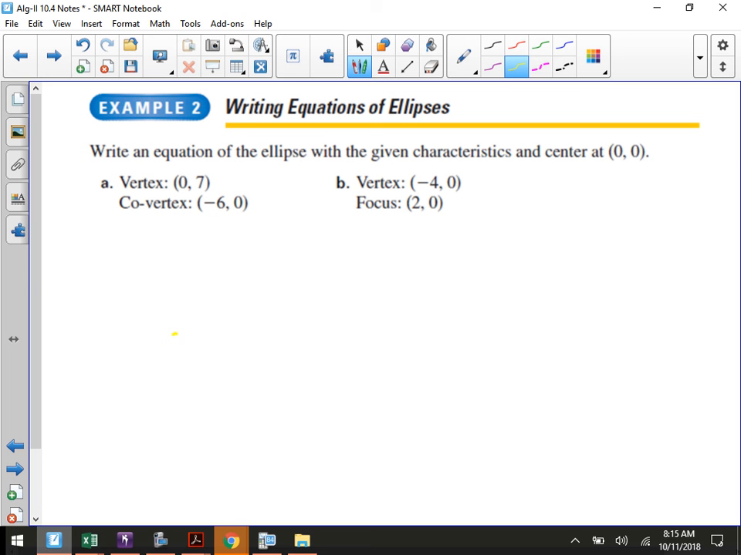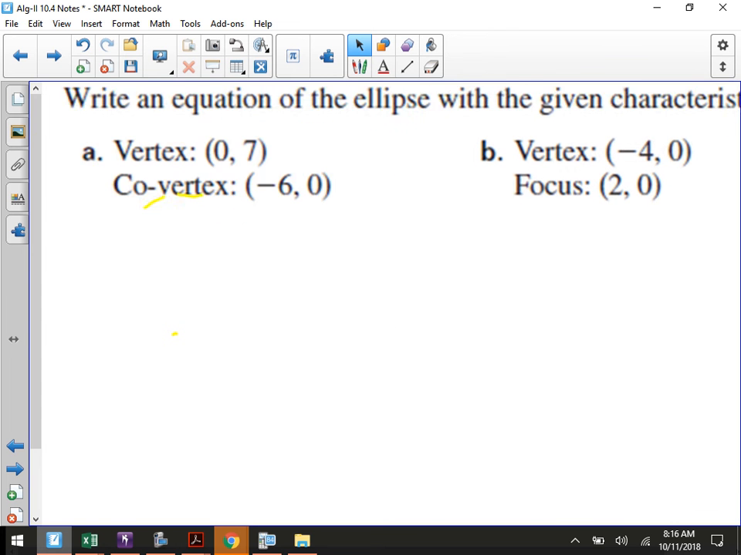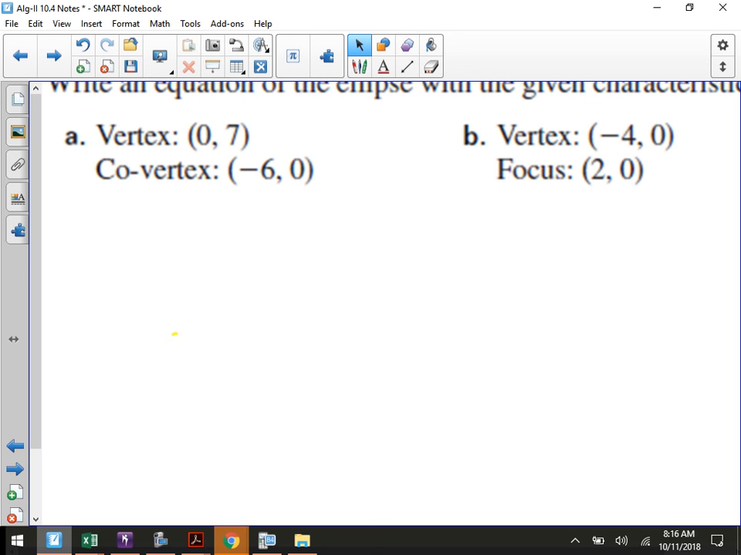For example, if I look at the first one, I have a vertex at 0, 7, and a co-vertex at -6, 0. What do you think I'm going to say is a very, very strong idea to do? Always, always, always, guys, so much of this stuff is visual. The more you can put on a piece of paper to see what's going on, the easier everything becomes.